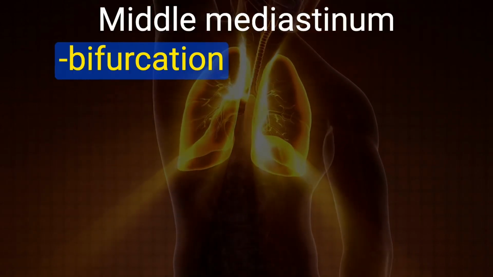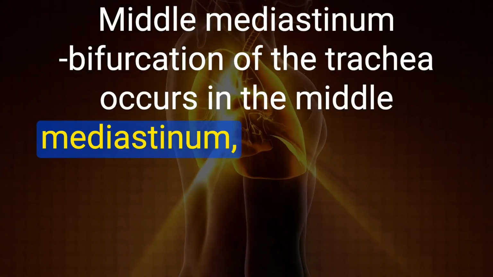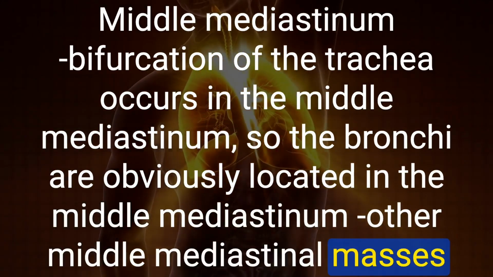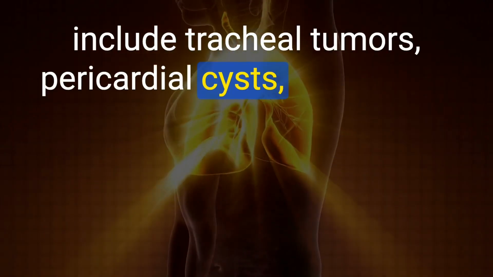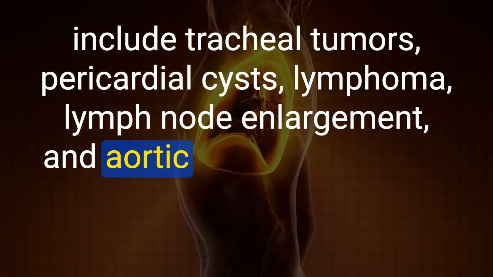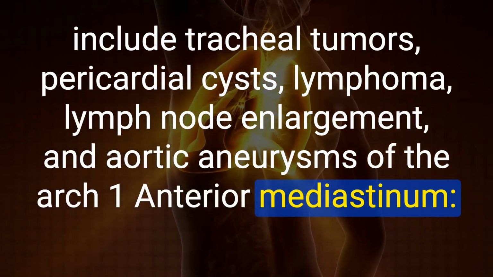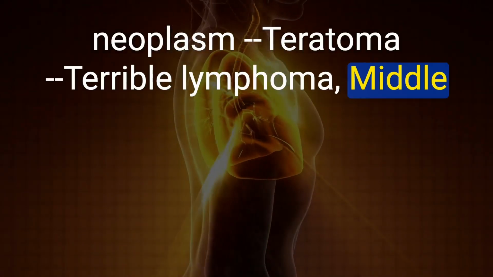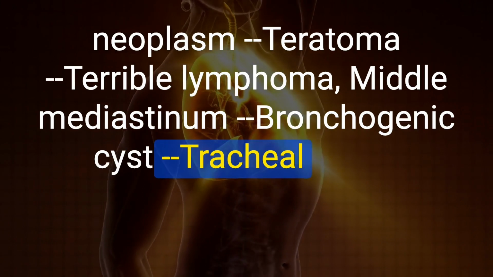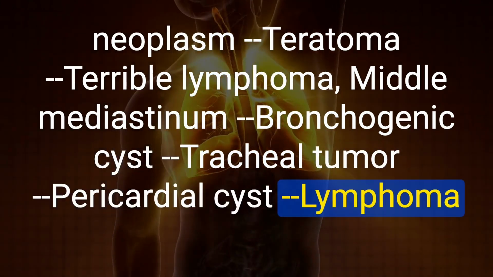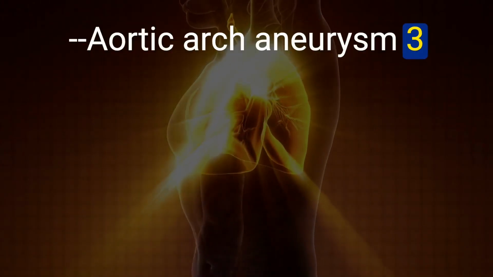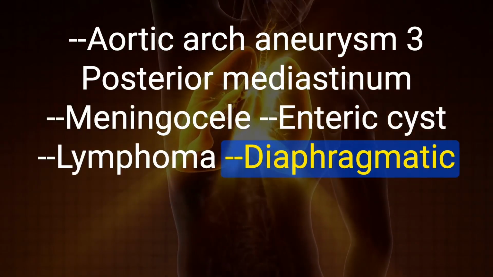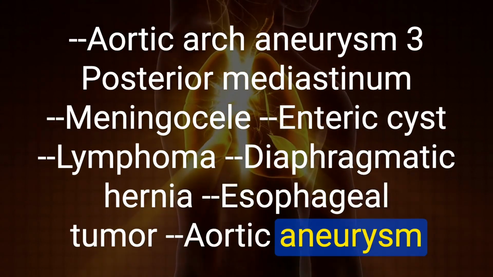Middle mediastinum. The bifurcation of the trachea occurs in the middle mediastinum, so the bronchi are obviously located in the middle mediastinum. Other middle mediastinal masses include tracheal tumors, pericardial cysts, lymphoma, lymph node enlargement, and aortic aneurysms of the arch. 1, anterior mediastinum, 4 T's: thymoma, thyroid neoplasm, teratoma, terrible lymphoma. 2, middle mediastinum: bronchogenic cyst, tracheal tumor, pericardial cyst, lymphoma, lymph node enlargement, aortic arch aneurysm. 3, posterior mediastinum: meningocele, enteric cyst, lymphoma, diaphragmatic hernia, esophageal tumor, aortic aneurysm.